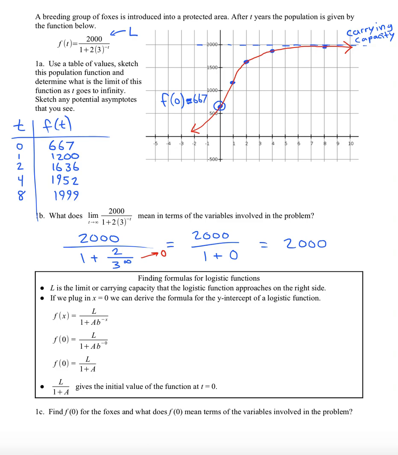What does it mean in the context of the problem? Well, as time goes on, the number of foxes is heading toward 2,000.